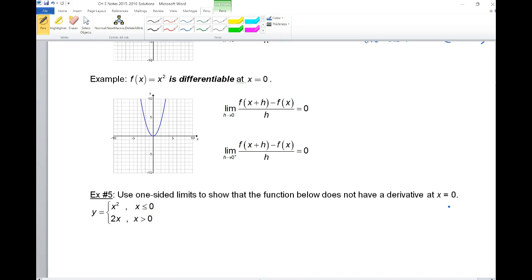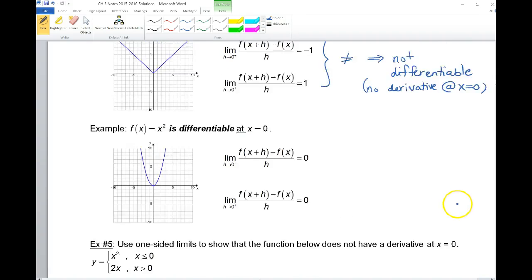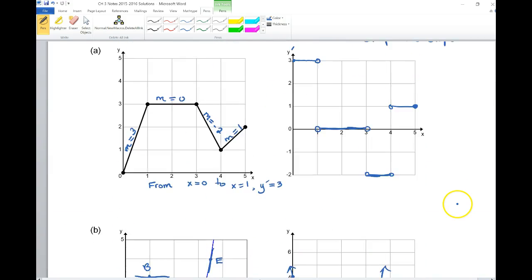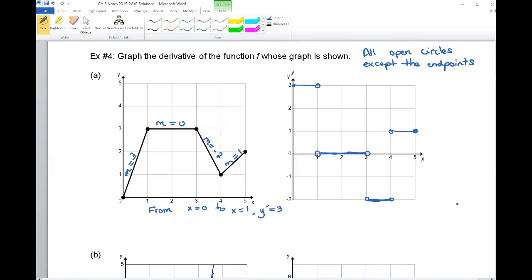Is that why on the problem before, where we had to find the derivative graph, like this one? Yes, exactly. So the previous page, when we did these, at each one of these, they are called corners. This is a corner, corner, corner. Each one of those points is not differentiable because you have a different slope from the left and from the right, which is why we use the open circle, because it's not differentiable there.